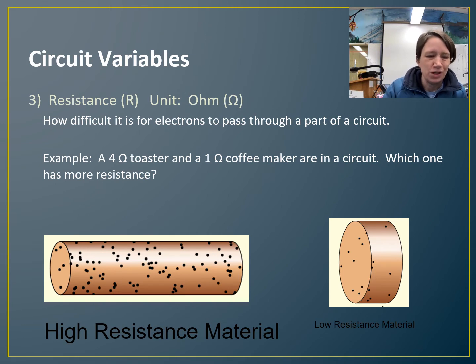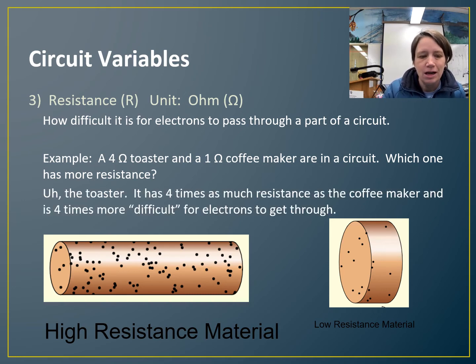So an example question: a 4 ohm toaster and a 1 ohm coffee maker are in a circuit. Which one has more resistance? Well, obviously the toaster, which means it's 4 times harder for electrons to get through that toaster than through the coffee maker.